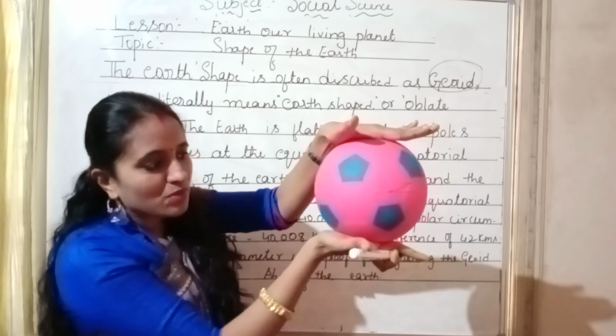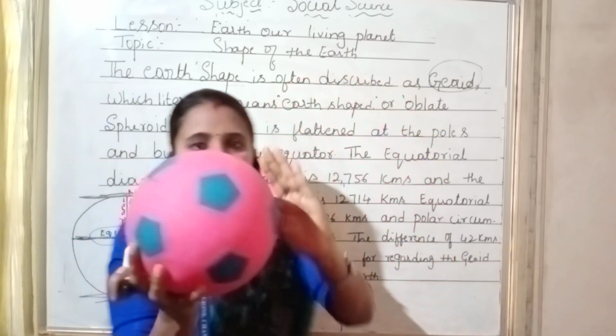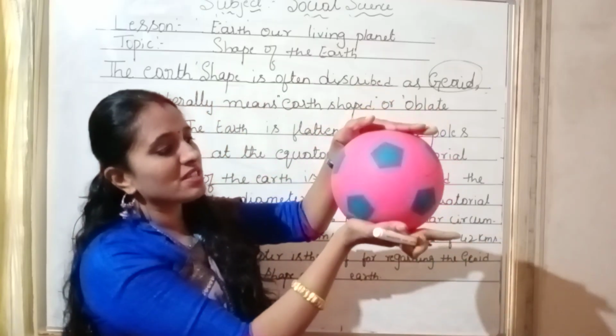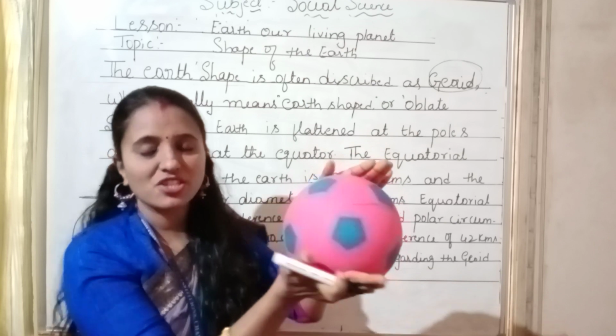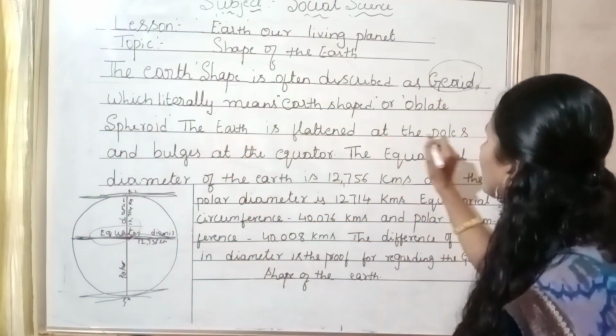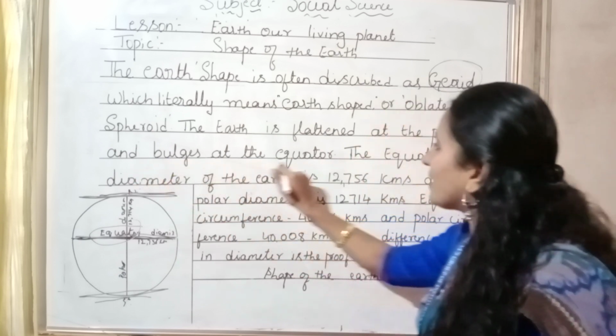But the middle part is what we call the bulge. Bulge means it is a little bit extended. You can observe it in the circle. So it is a bulge. That is what is described here: the Earth is flattened at the poles and bulges at the equator.